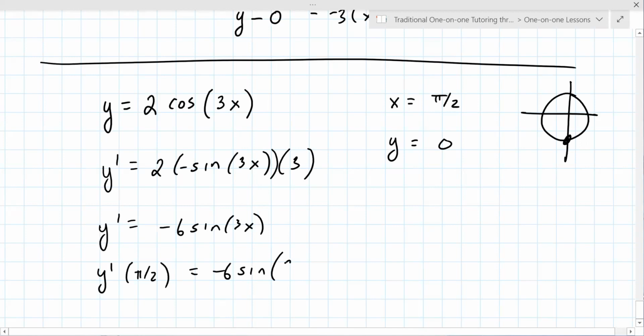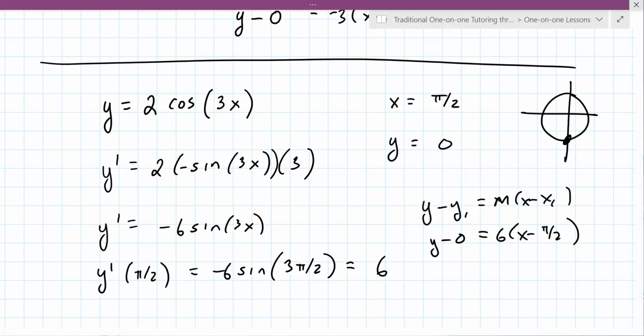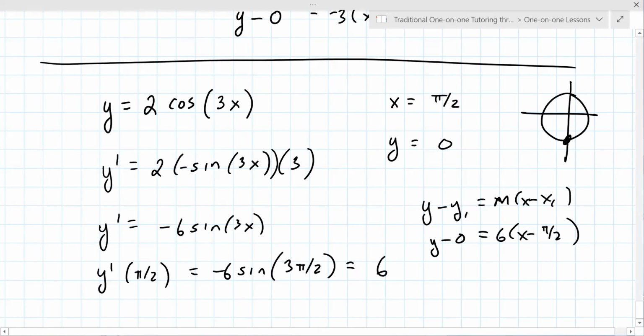Do you have a slope? Slope is, is that the one that you plugged into the derivative? Yes, you have to put the x value into the derivative. Yep. It is 6. Good. So it's y minus y1 equals slope times x minus x1. y minus 0 equals 6 times x minus pi over 2. Yeah, I got that. Fantastic. All right. Let's go to another question.